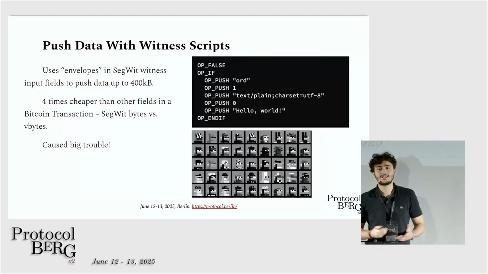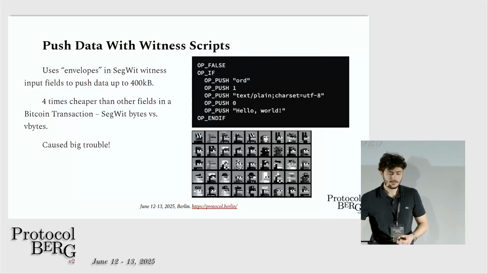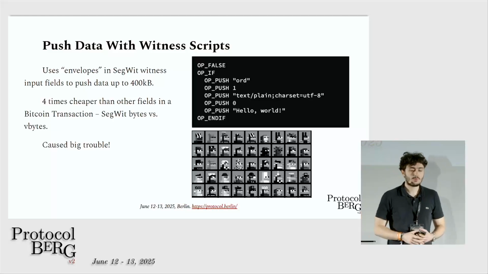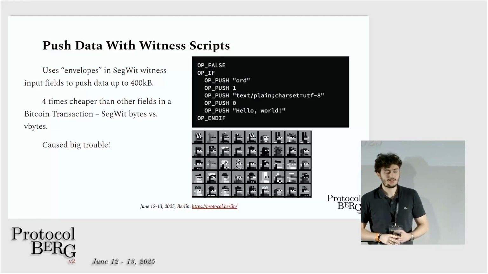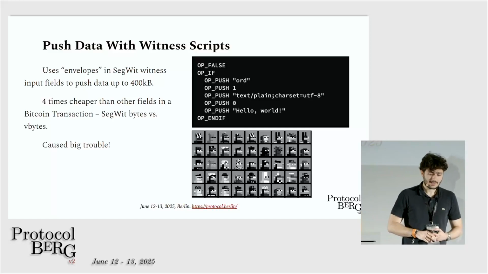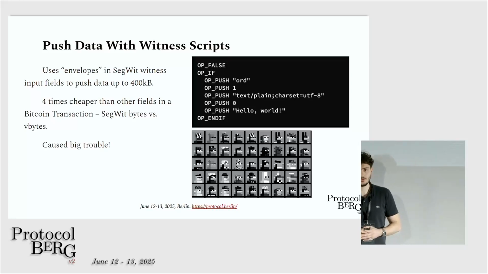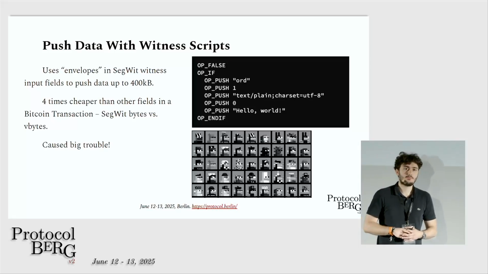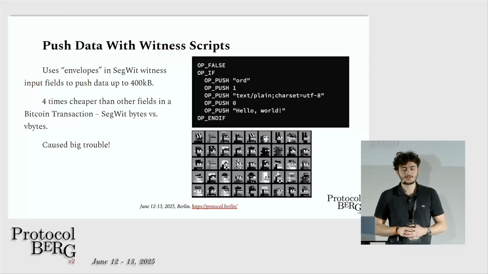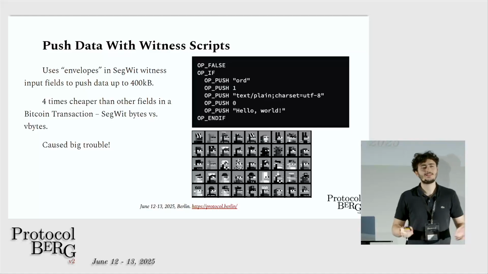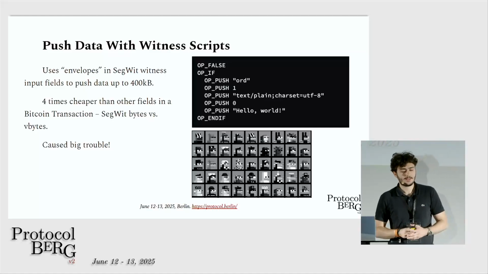So the second way of pushing data on Bitcoin is witness scripts. Witness scripts were introduced by a software update called SegWit. This type of putting data on Bitcoin became popular around 2 years ago with the launch of a protocol called Ordinals. Ordinals was a way to inscribe images, videos, and audio onto Bitcoin itself, basically creating NFTs, right?